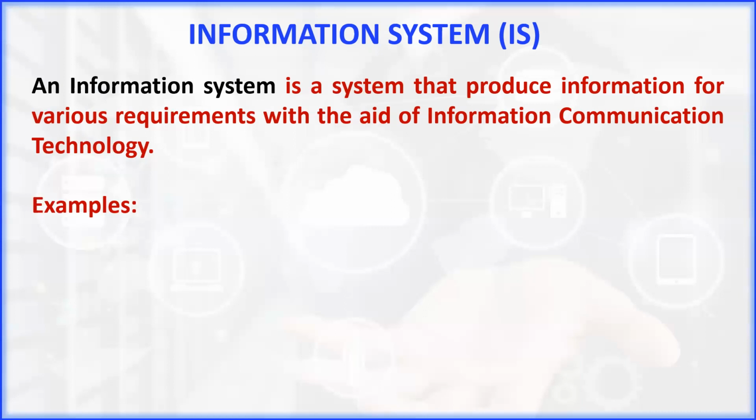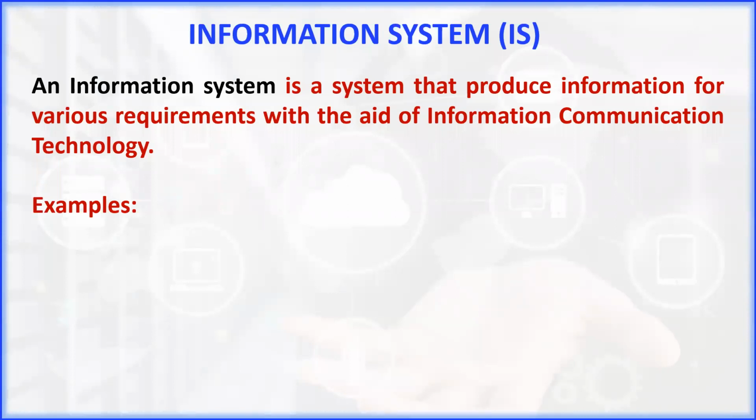Therefore, there are various types of systems producing information for various parties. Various types of systems are available to produce information. They give information for different purposes. Right, here, an information system is a system that produces information. The definition explains: produce information for various requirements with the aid of information communication technology. To produce the information, it must get the help of information communication technology or ICT. Only then will you get information for different purposes through the information system.